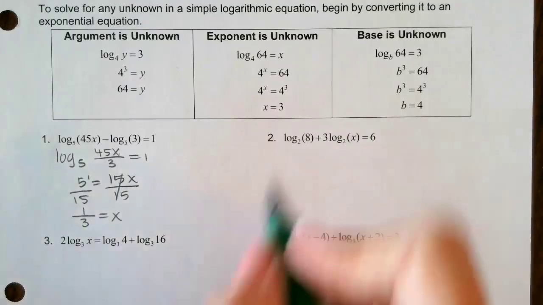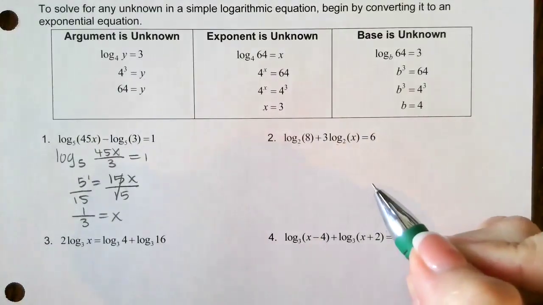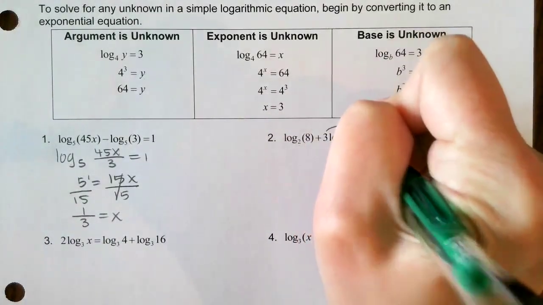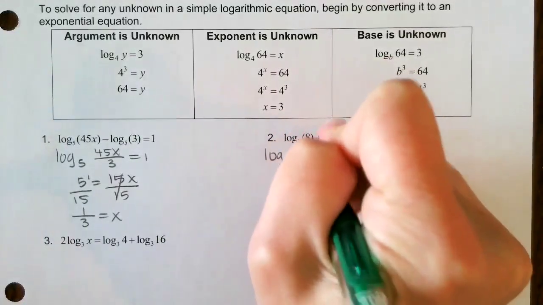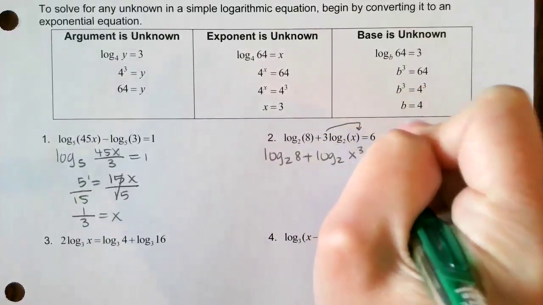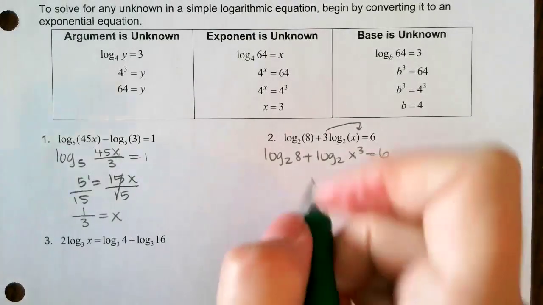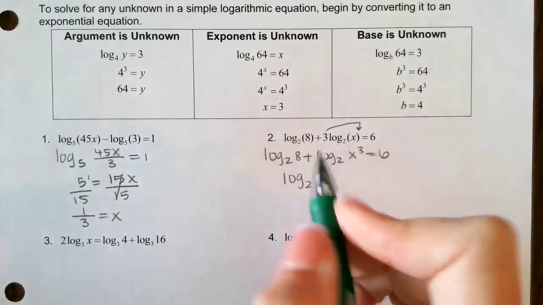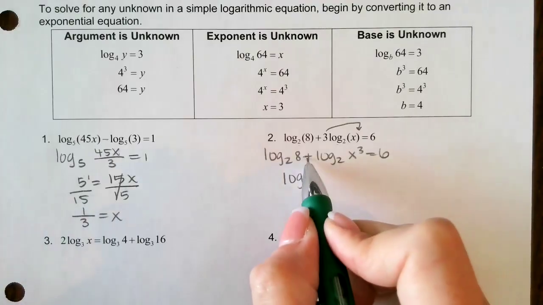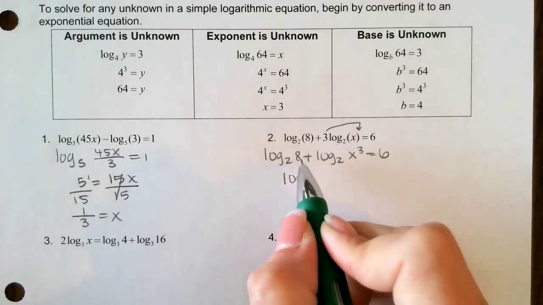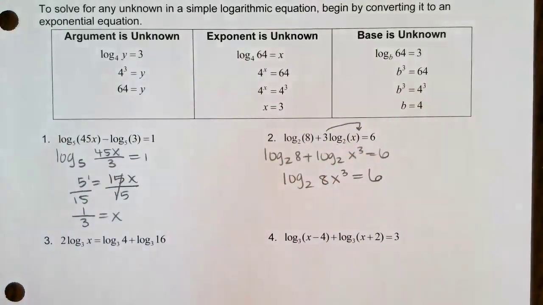All right, let's try another one here. In this case, we don't have the same exact log just yet. This is being multiplied by a 3. So we use our power property to bring that up to the exponent. And so we get log base 2 of 8 plus log base 2 of x cubed is equal to 6. Now we have the same exact logs. So we can keep our log base 2. It is separated by a plus, and so we know that's our product property. And it tells us when it's separated by a plus, we can convert it to a single by multiplying these arguments. So we get 8x cubed is equal to 6.